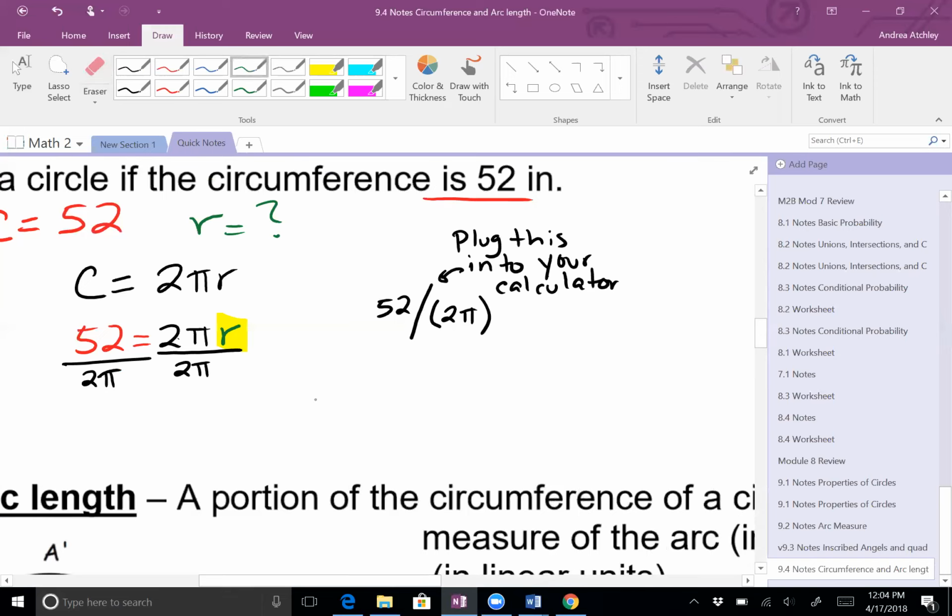So then my radius is going to equal 8.27. Does the 7 make the 2 move up? So my radius is 8.3, and then inches. Any questions over that?